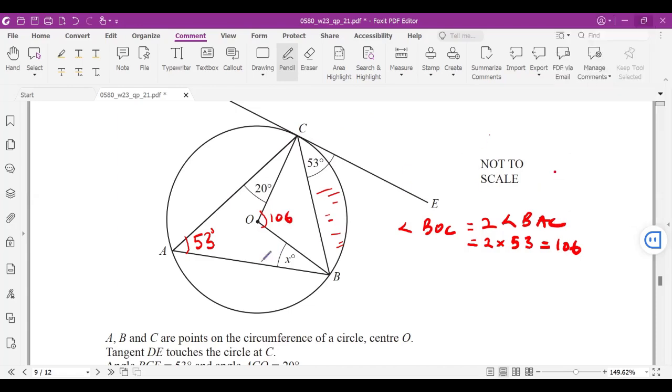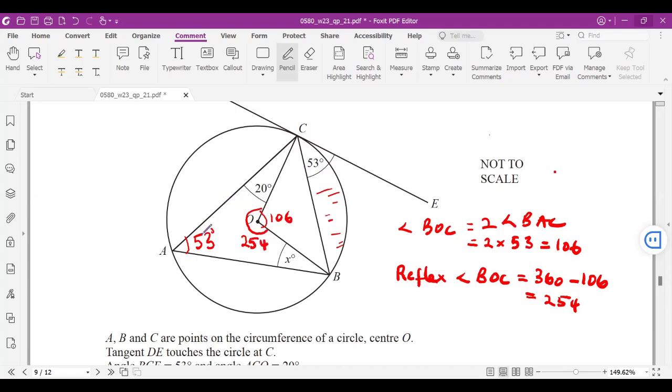So we write 106. And now we can get this angle here at the back, using 360. So we can say reflex angle BOC is equal to 360 minus 106. And that will give us 254. So this side of this angle here is 254.